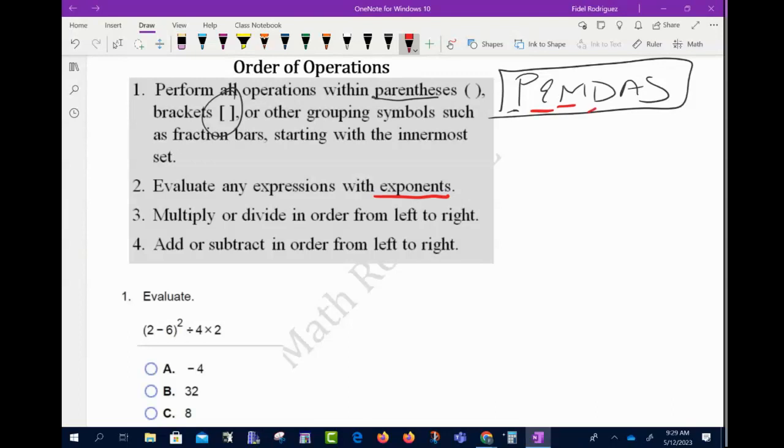What did the M and the D stand for? Multiply and divide. Now, guys, this is the part I want you to look at. Look at what number 3 says. Multiply or divide. Which one do I do first? I have to go in order from left to right, whatever comes first. If I see multiply first, I'm going to multiply. If I see divide first and then multiply, I'm going to divide first. I have to go in order from left to right. Same thing with adding and subtracting: whichever one comes first from left to right.